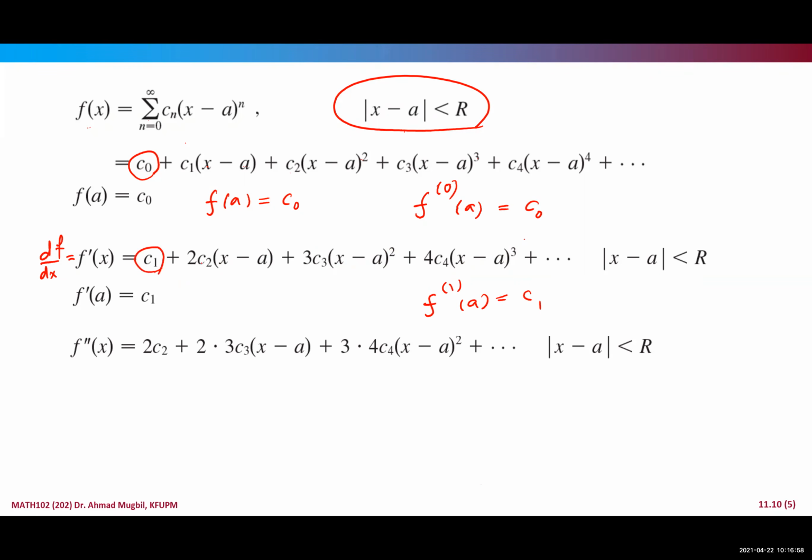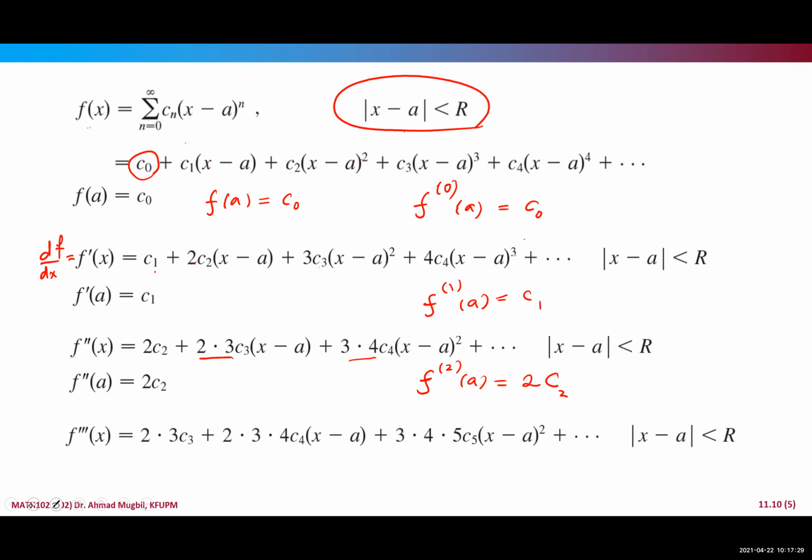constant will be 0, the derivative of this will be 2c2, and then this will be 2 times 3, c3, x minus a, then 3 times 4, c4, and so on. If you evaluate this at a, again this will be 0, 0, and you will have 2c2. So we have now the second derivative at a equals 2c2.